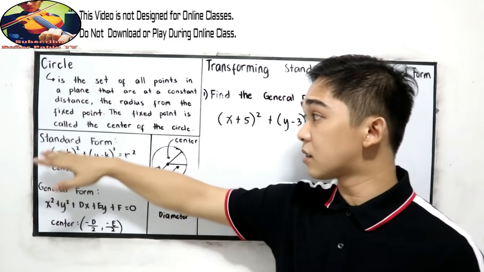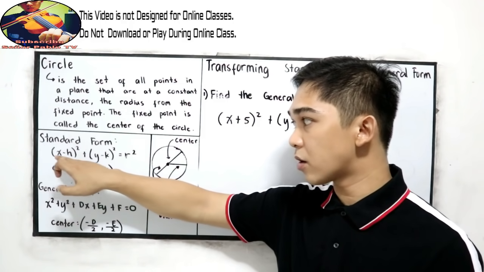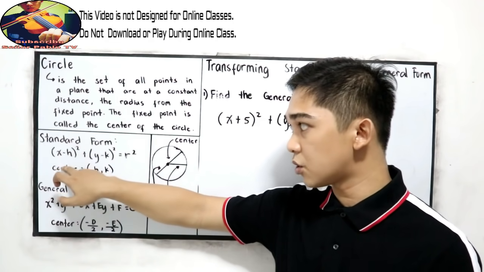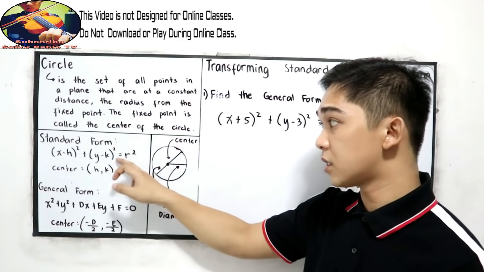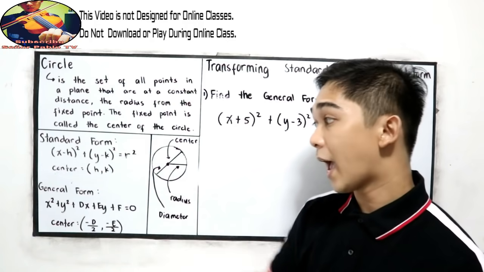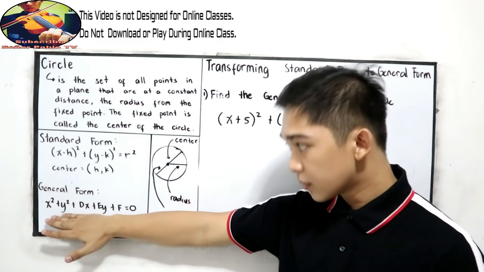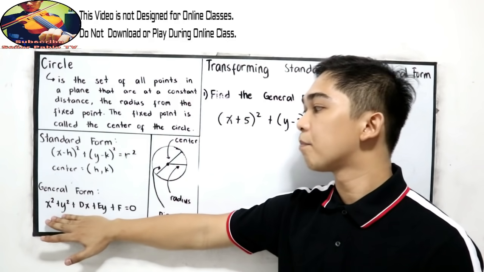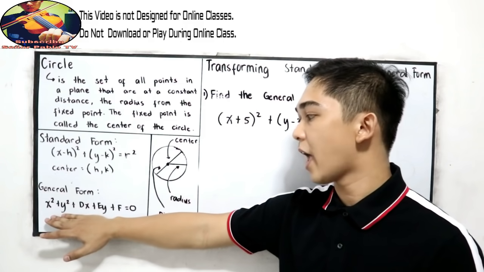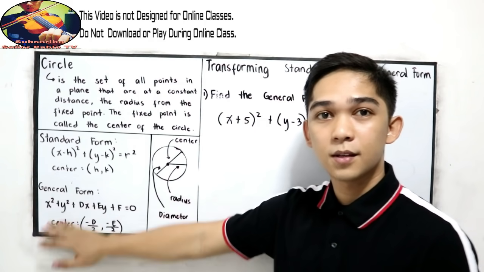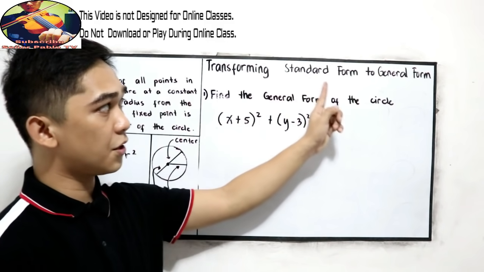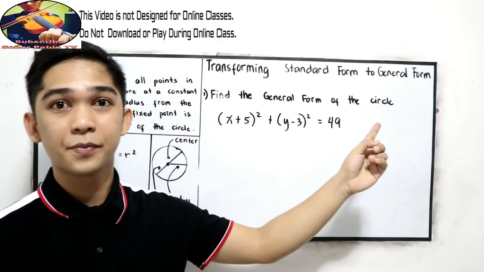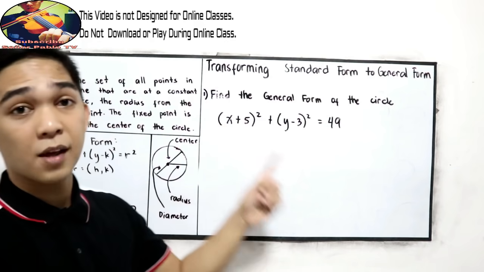Let us recall the standard form: (x minus h) squared plus (y minus k) squared is equal to r squared. And the general form: x squared plus y squared plus Dx plus Ey plus F is equal to 0. Our lesson is transforming standard form to general form. Let's have problem number 1.